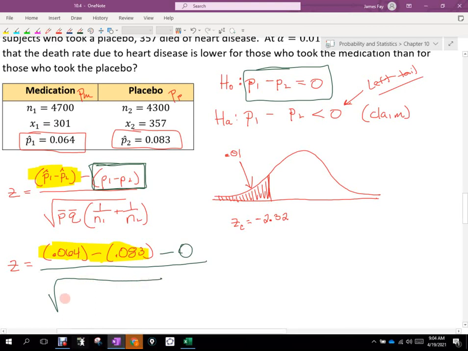Now we're going to divide by, now we need P bar. Okay, so this is a value that we should maybe calculate on the side here. P bar is going to be x1 plus x2 over n1 plus n2. So if we take x1 plus x2, which is 300 plus 357, it's going to be 658, over then 4,700 plus 4,300 gives me 9,000, right? Okay, so figure out what that is as a decimal, 658 divided by 9,000. It's approximately 0.07311. That's P bar, okay? So Q bar would be 1 minus that.